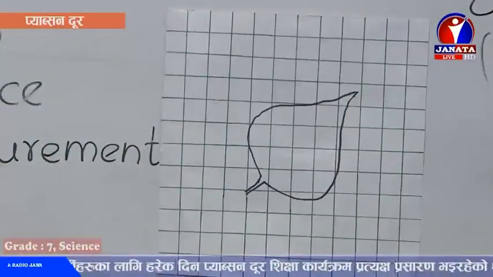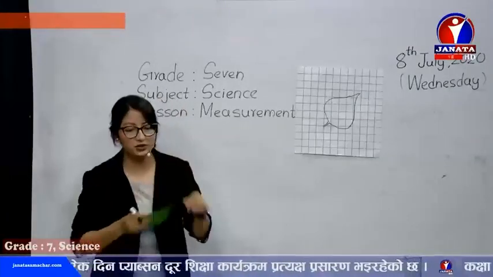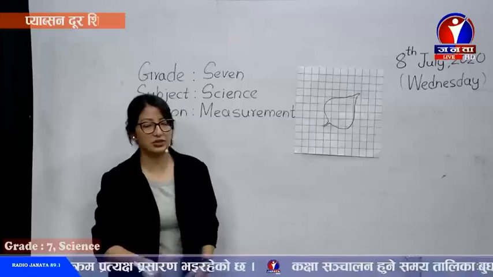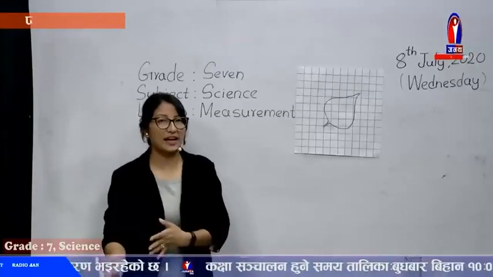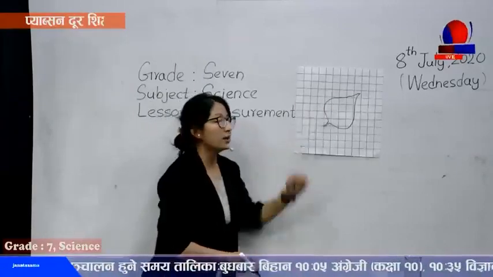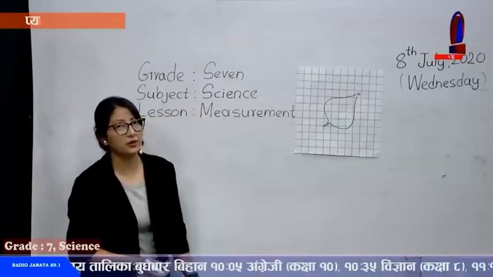Now see, the surface is drawn over here, the outline is drawn over here. So now we are going to calculate the area of this leaf. Actually it has no fixed shape. Of course the leaf has a fixed shape, but no regular geometric shape like length, breadth and height. That's why we are taking the help of a graph paper to measure it.